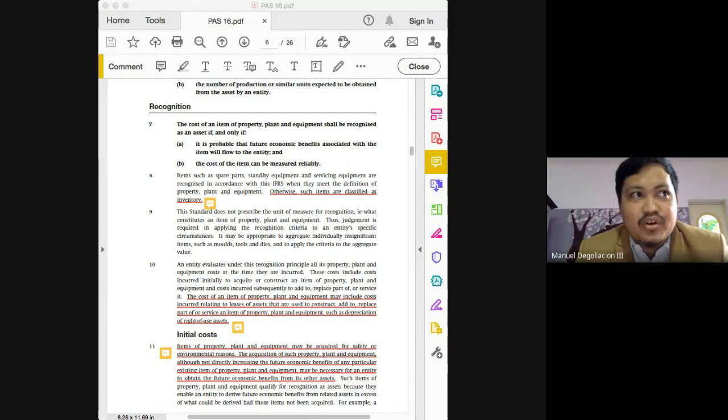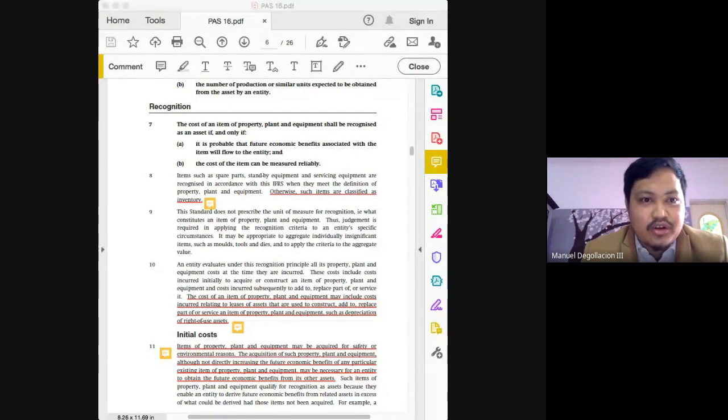Whereas your period costs will automatically be recognized as an expense. They will be reported as an expense in the period that they are incurred. Again, that's the definition of your period costs: costs that are reported as an expense in the period in which they are incurred. For our capitalizable cost, the moment they are incurred, they are not yet reported as an expense. They will be reported as part of an asset.